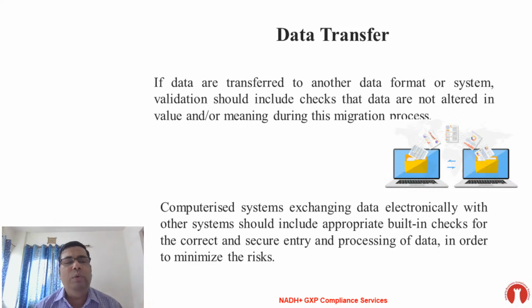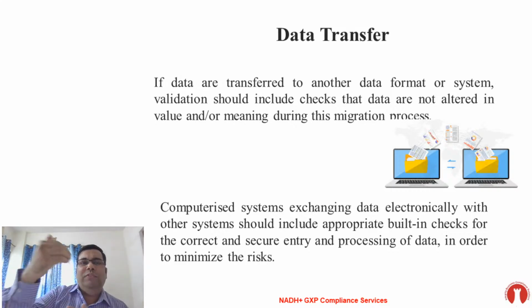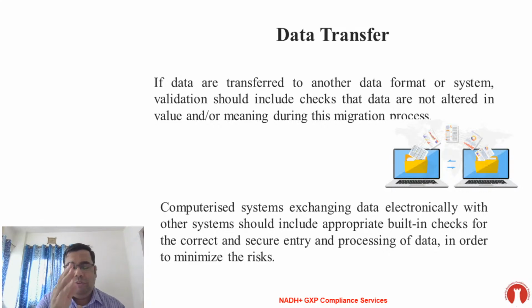The next requirement of EUGMP is data transfer. If data is transferred to another data format or system, validation should include checks that data are not altered in value or meaning during the migration process. This is very important. Let me explain with an example, because this is a guideline statement.